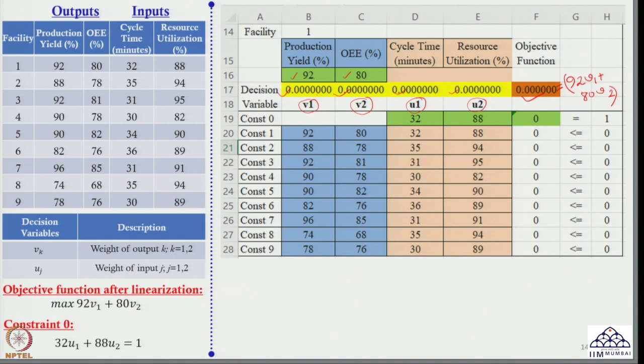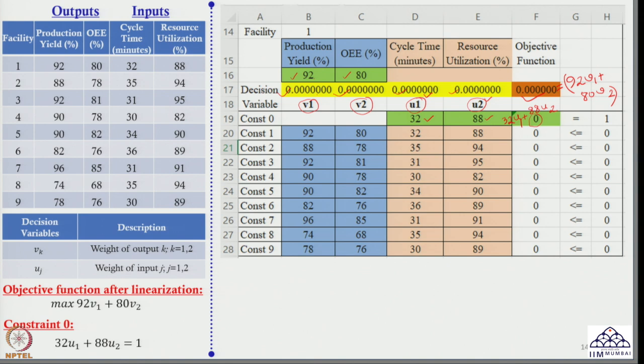Now let us focus on constraint 0. Constraint 0 was derived from the objective function to make the terms linear. It is nothing but the weighted sum of inputs, 32 into U1 plus 88 into U2. Initially the value of U1 is 0 and the value of U2 is also 0, where 32 is the coefficient of U1 and 88 is the coefficient of U2. So 32 is multiplied by 0 and 88 is multiplied by 0. In generalized form, it will be 32 into U1 plus 88 into U2. That is how this value is coming.